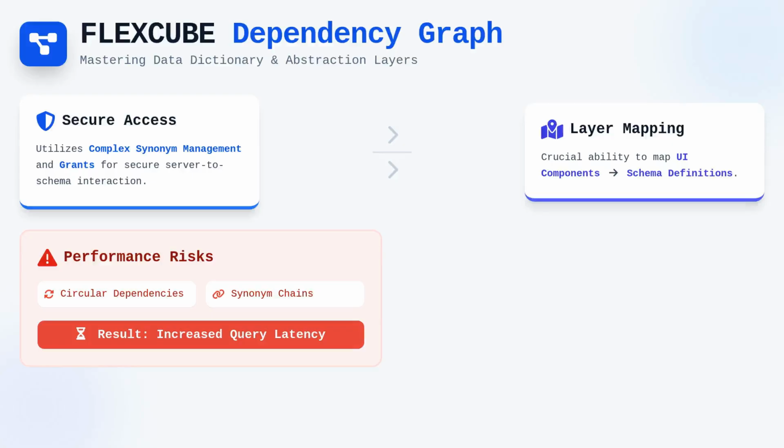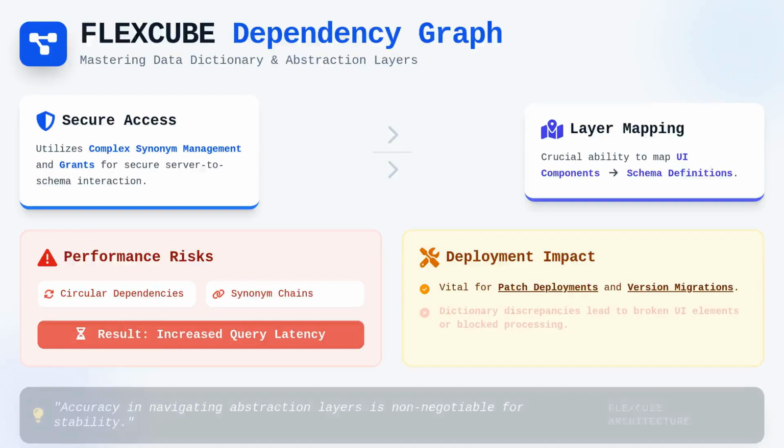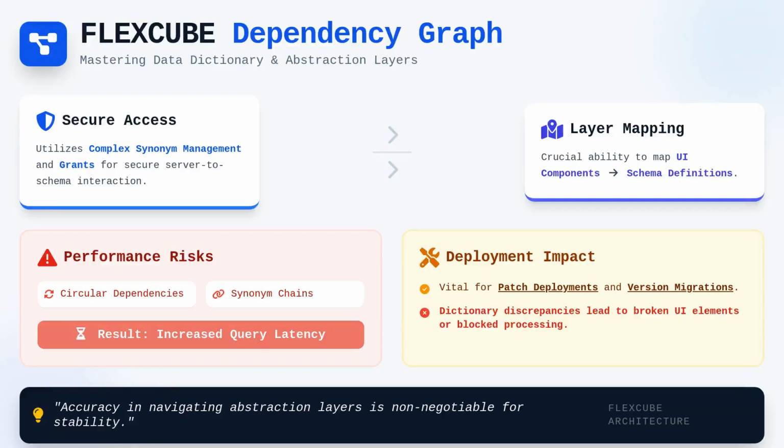When executing standard verification tasks, your ability to map a UI component back to its schema definition depends on navigating these abstraction layers accurately. This skill is particularly vital during the deployment of patches or version migrations, where dictionary discrepancies can lead to broken UI elements or blocked processing.